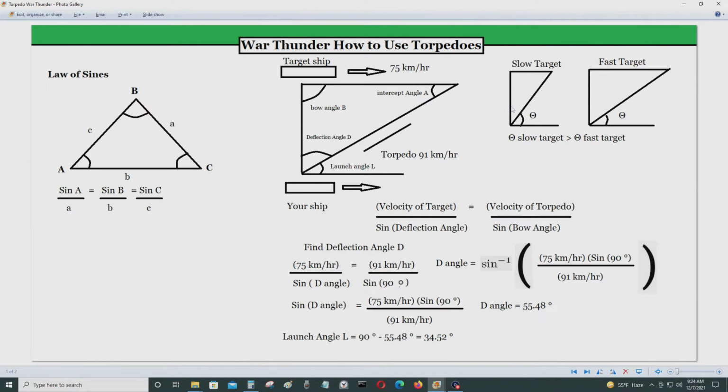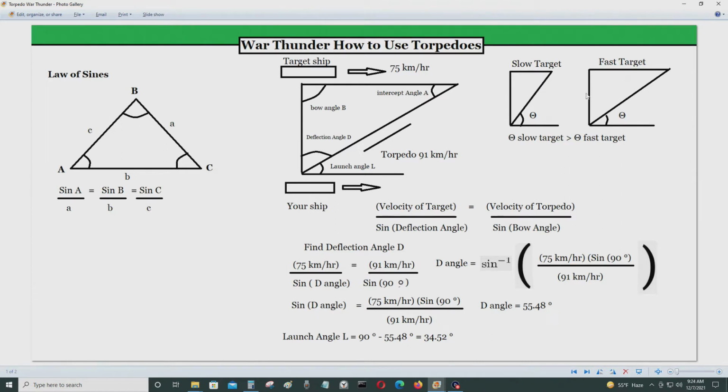It would be less than 55.5. Probably maybe 13 degrees or something, or 14, because it would have to travel further to hit that target, which is moving faster than you. So this is how the triangle would look. So slow target, fast torpedo, angle is steeper, right? Fast target.